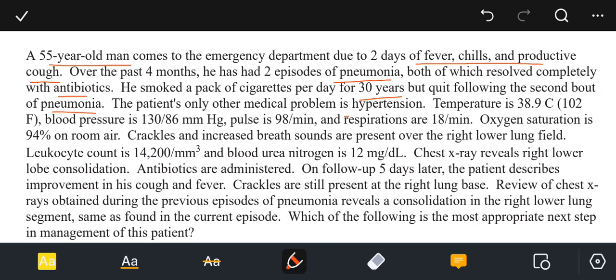The patient's only other medical problem is hypertension. Temperature is 38.9 degrees Celsius, that is high. Blood pressure is 130 by 86 millimeters of mercury and pulse is 98 per minute. The respirations are 18 per minute. Oxygen saturation is 94% on the room air.